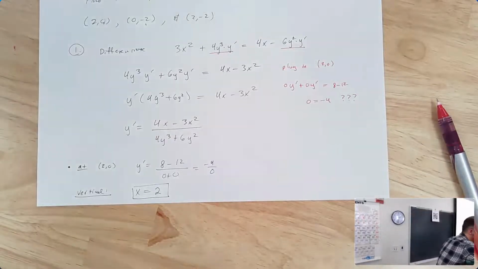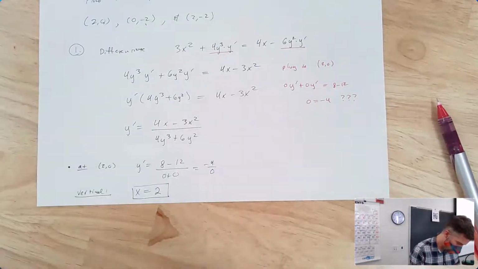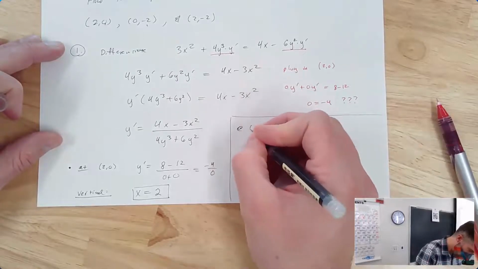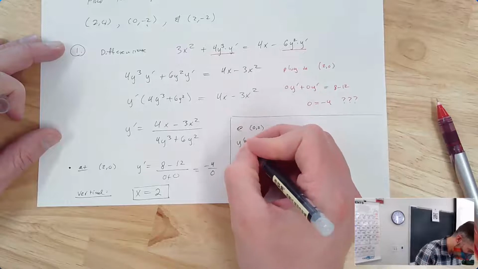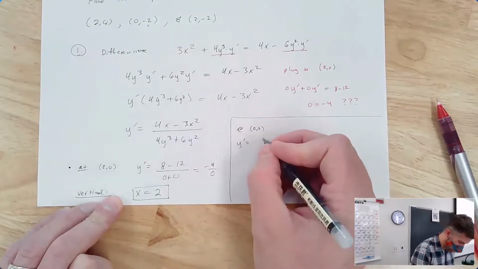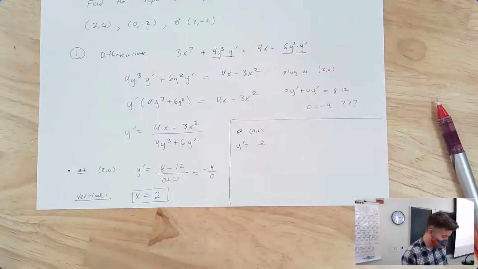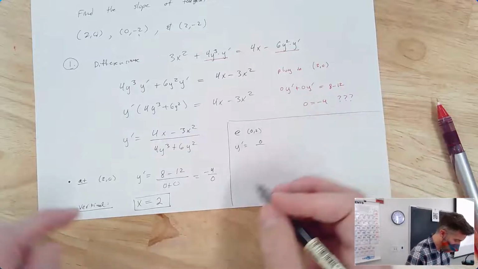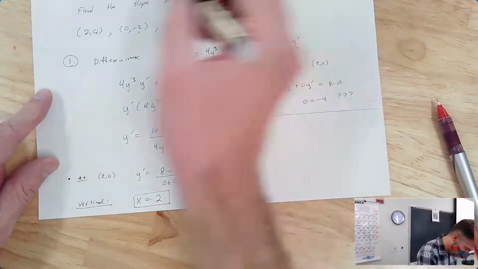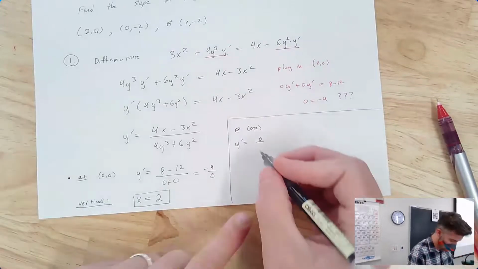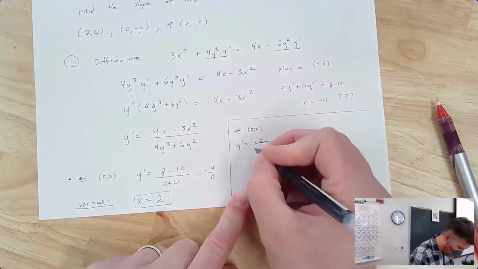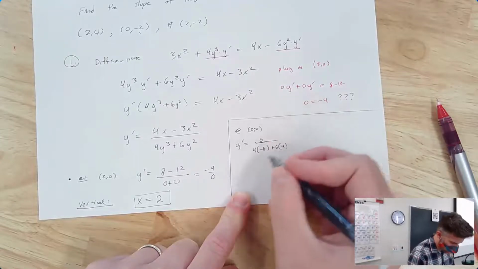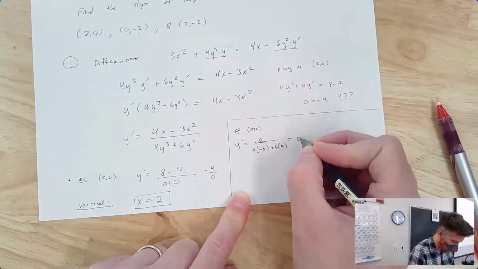Let's see what we've got at the other points. At the point (0, -2), our slope is going to be, well, we're putting in 0 for x, so we get 0 on top. Putting in -2 for y, we're not going to get 0 on the bottom. Let's see, 4 times -2 cubed plus 6 times -2 squared. It's going to be not 0 on the bottom. So I get 0 over not 0, which is 0.